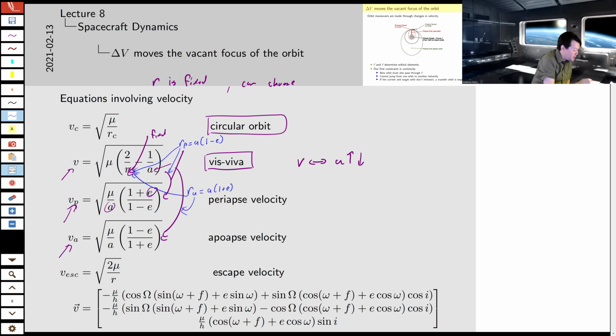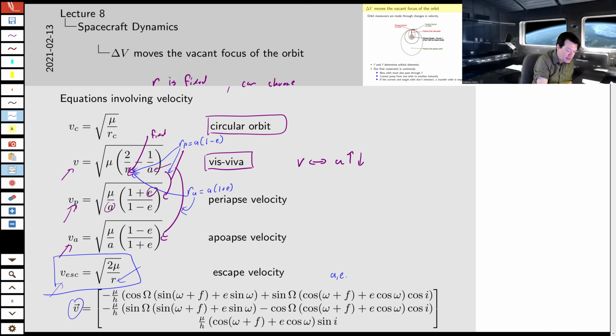Next, here's the equation for escape velocity. I don't know if that helps us too much, right? The position is fixed. It's just telling us how much delta v we need, for example, to escape the orbit entirely. And finally, you may remember from our previous lecture that we had this very complicated formula which gives v as a function of all the orbital elements.